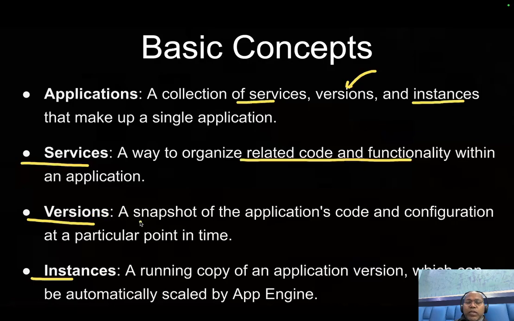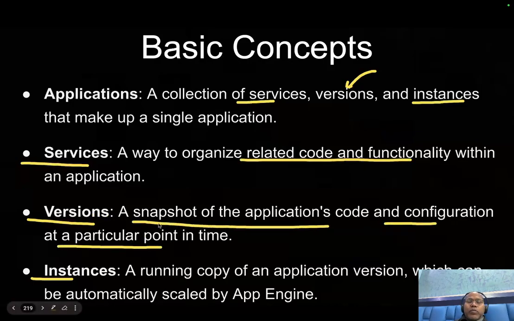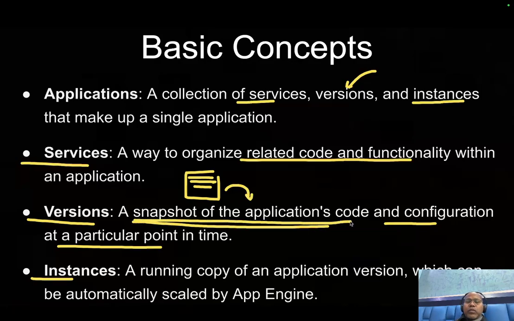A version is a snapshot of your application code and configuration at a particular point in time. Say you have a developed service on a particular instance, and you have deployed it. It's running as an independent snapshot of your application code. If you want to change your application, for bug fixes or something else, App Engine lets you deploy another instance of your code as a new version of the same application.